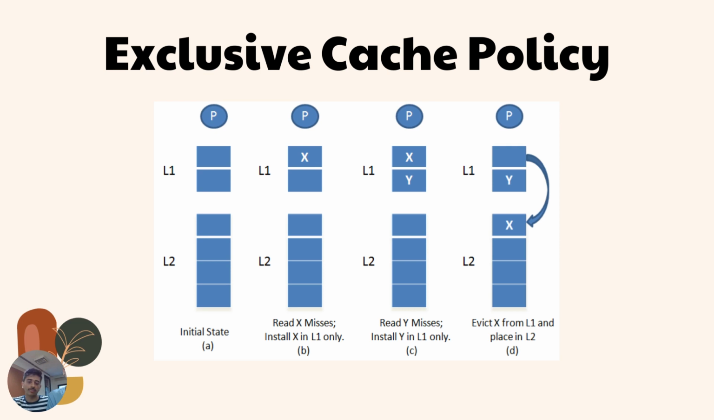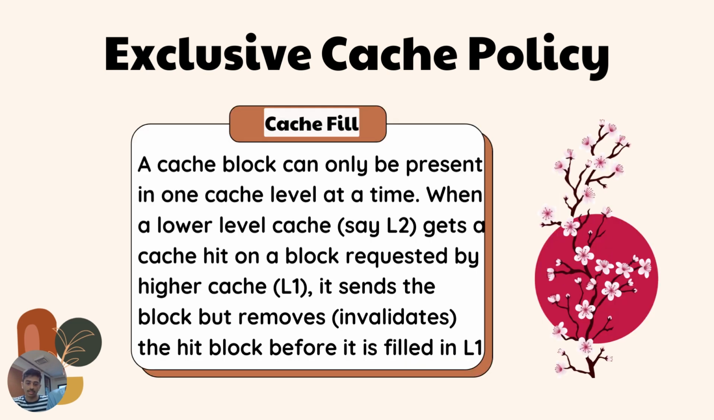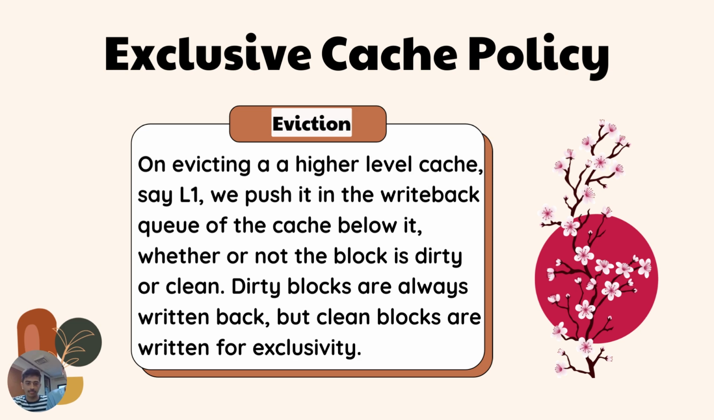And in case of eviction, unlike an inclusive policy, once we evict a block from L1, we send it down to L2 and store it there. So again, the exclusive relation is maintained. So that's an overview of the exclusive cache policy. Again, in this policy, a block is present only in one cache level at a time. And this explains the eviction, which I just explained.